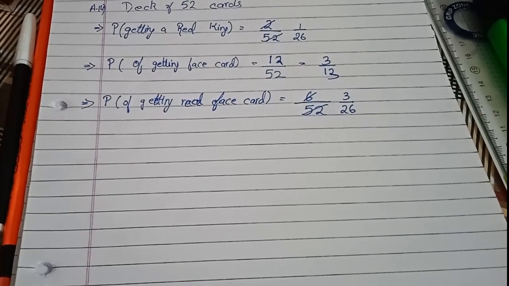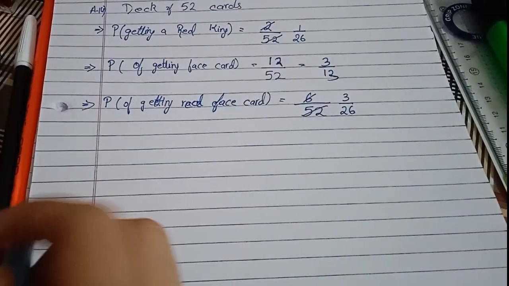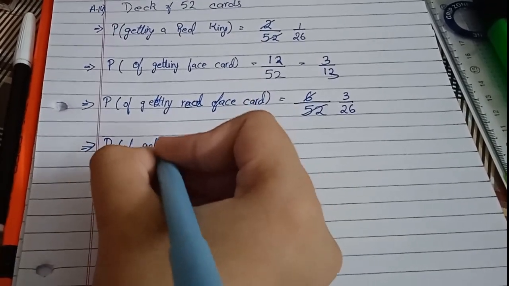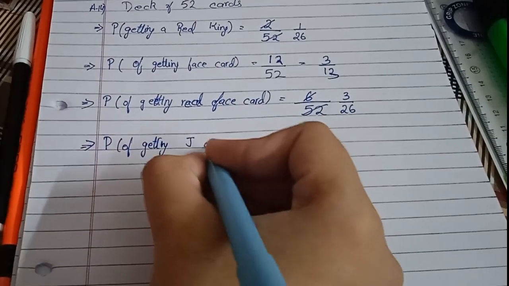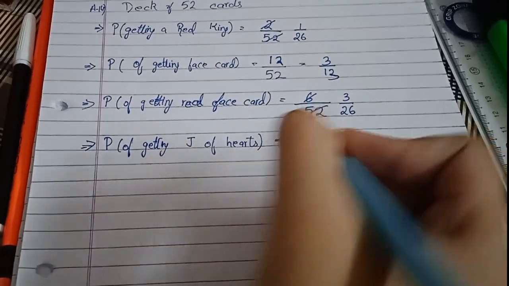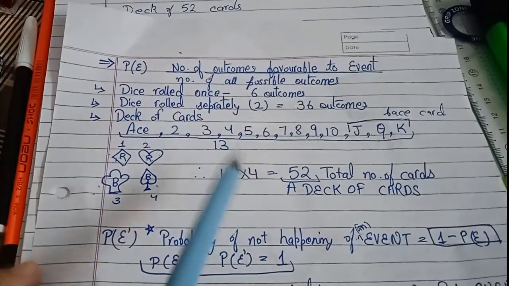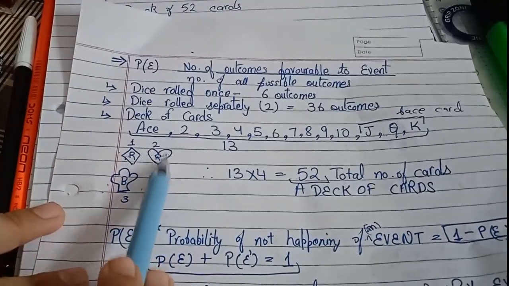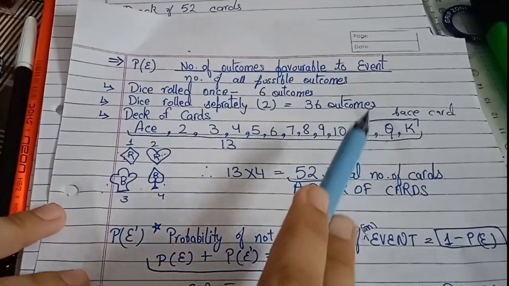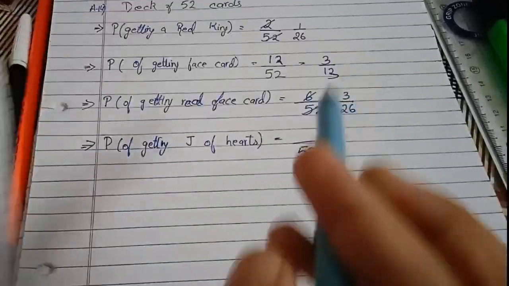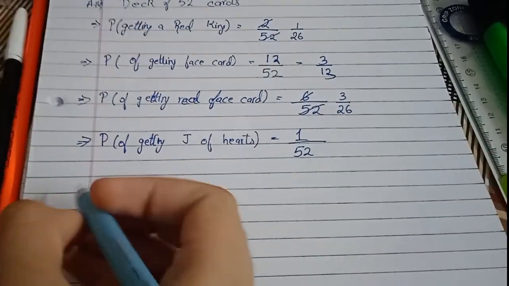Now the fourth part is the Jack of Hearts. Now probability of getting Jack of Hearts. So total number of outcomes is 52. Now in this also they are not saying red or black. They are specifying a type of card. These four have different names. It is specifying hearts. So there is only one Jack of hearts and only one heart. So it will be 1 upon 52.